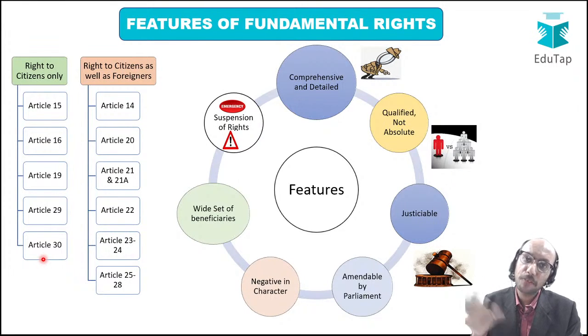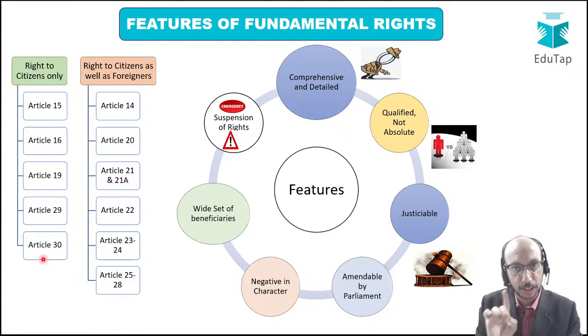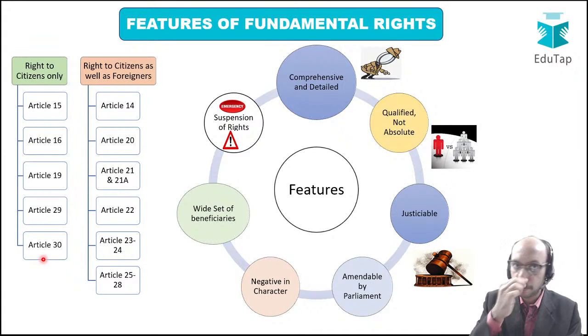So the idea is that we want to put some kind of restrictions on the powers of the government, restrictions on the powers of the state, right? That is why we are seeing these negative fundamental rights which say that the state cannot do this, the state cannot do that. And there is a wide set of beneficiaries, in the sense that these rights are available to citizens as well as to foreigners. And yes, these rights can be suspended during a national emergency by the president. Keep this in mind. This is something you need to remember very well.